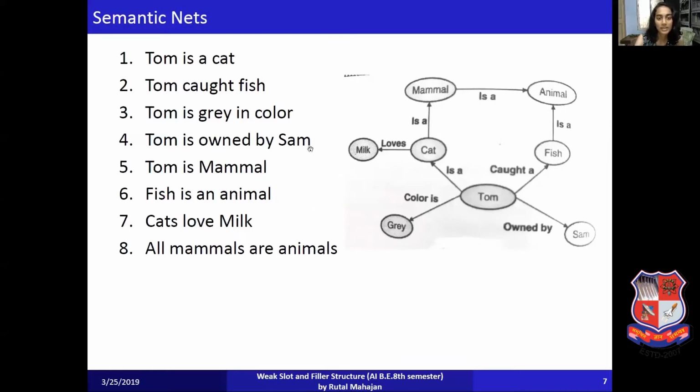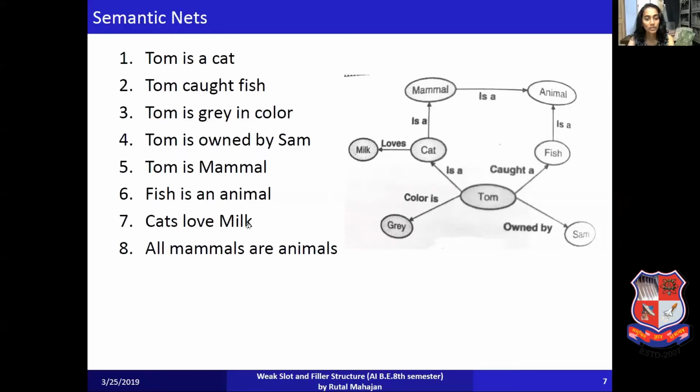Tom is owned by Sam. How Tom and Sam is related? Then Tom is owned by Sam. Tom is a mammal. So Tom is a mammal, but first of all, Tom is a cat. So any cat is a mammal. So we can represent it like this. Tom is a cat and cat is a mammal. Fish is an animal. So we will represent this concept fish with is a relationship with animal.